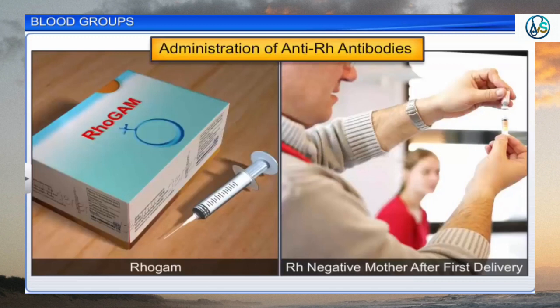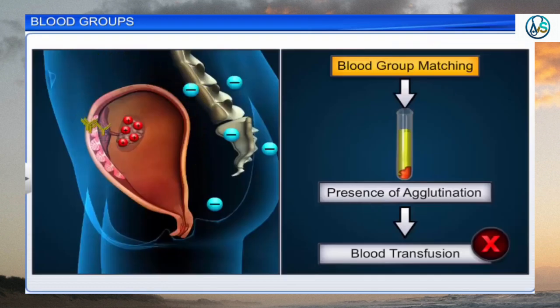Erythroblastosis fetalis can be prevented by injecting anti-Rh antibodies, commercially called RhoGAM, into the Rh-negative mother immediately after her first delivery. Thus, Rh and ABO incompatibility can be easily prevented by knowing the blood group types.